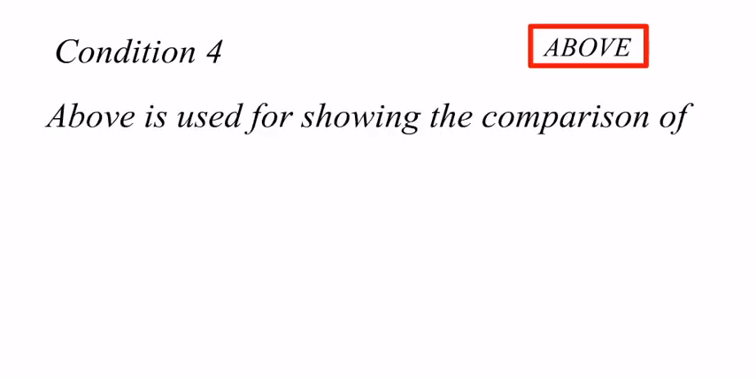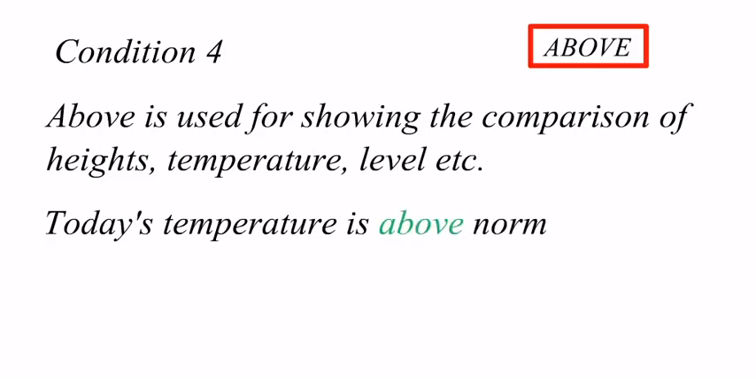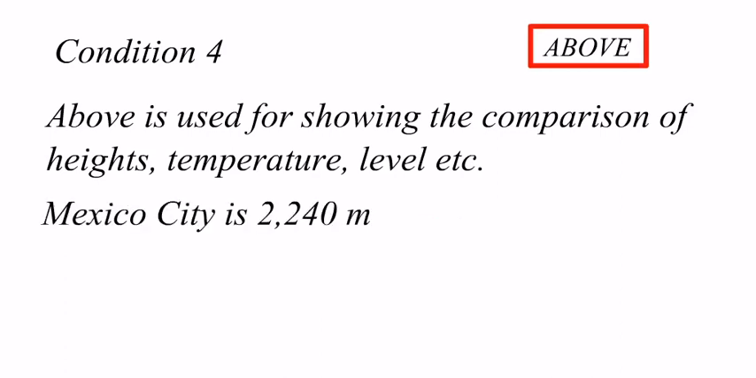Now comes the fourth condition. Above is used for showing the comparison of heights, temperature or level of something. For example, today's temperature is above normal. So when we talk about temperature, we use above as a preposition. Next, Mexico City is more than 2000 meters above sea level. So when we talk about sea level or water level, we use above as a preposition.